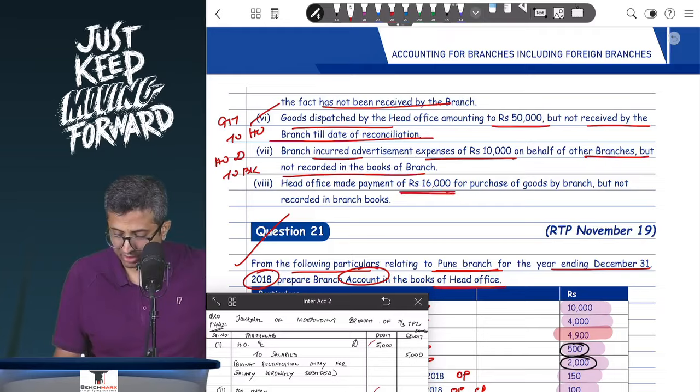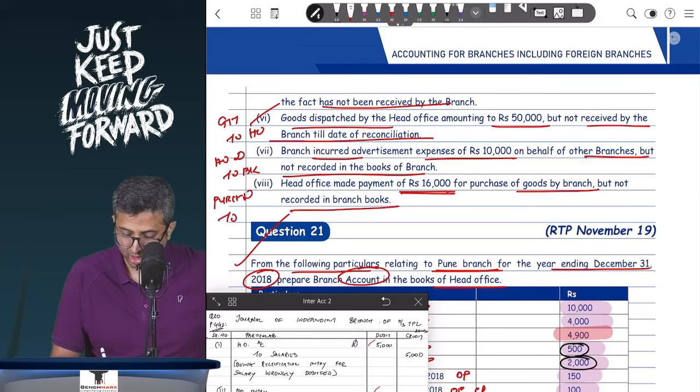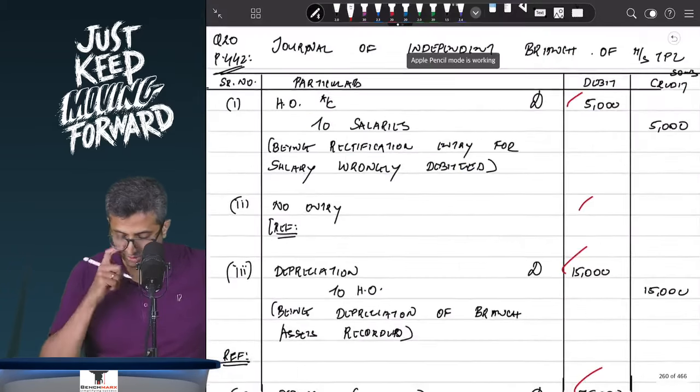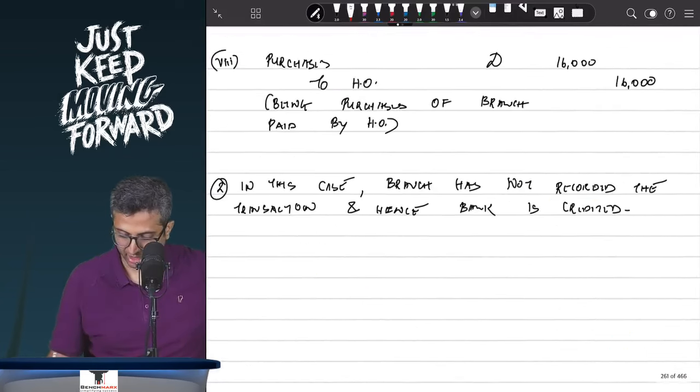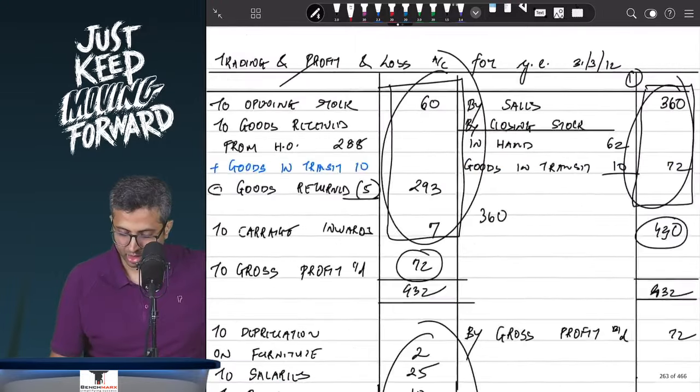Head office made a payment of 16,000 for purchase of goods by branch, but not recorded by branch. So the purchase is for the branch, to HO. So if I review this, this will be HO to bank and then purchases to HO. Are we clear with this?